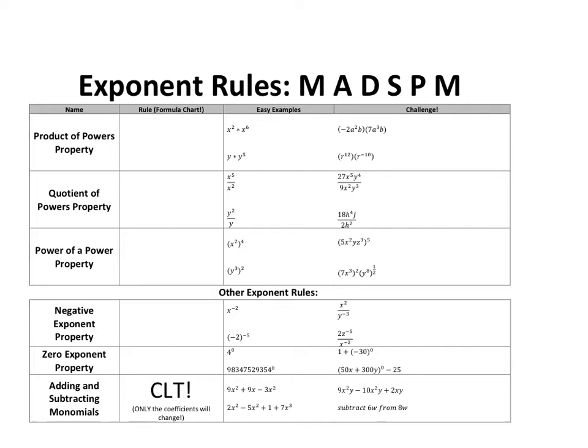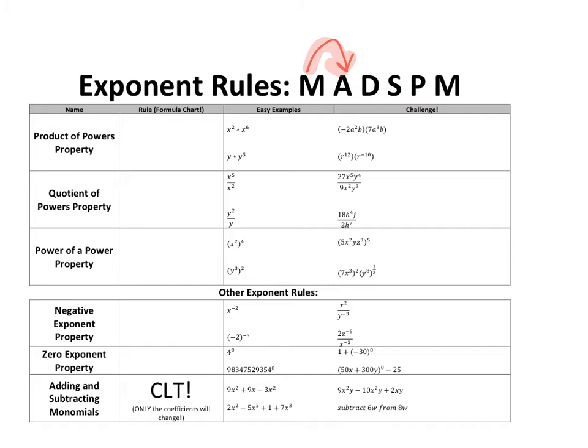It is the first 2 letters of MadSpam. Watch up on the board what I'm going to do with my highlighter. MadSpam is 3 of the 6 exponent rules. The first one is right there. You can't really see what I'm doing because that's a highlighter and I need a pen. What it tells me is that if I am multiplying bases that are exactly the same, what am I going to do with the exponents? Add them. If I'm multiplying the bases, I add the exponents.